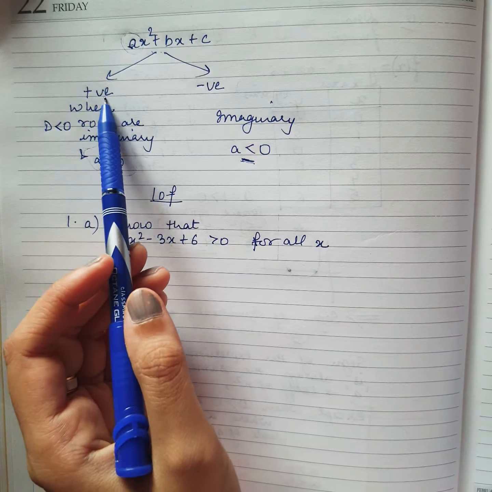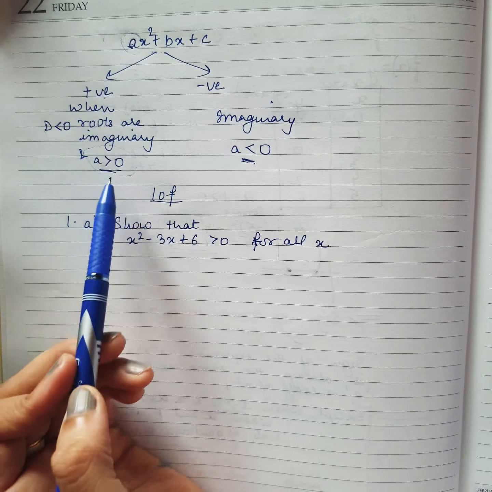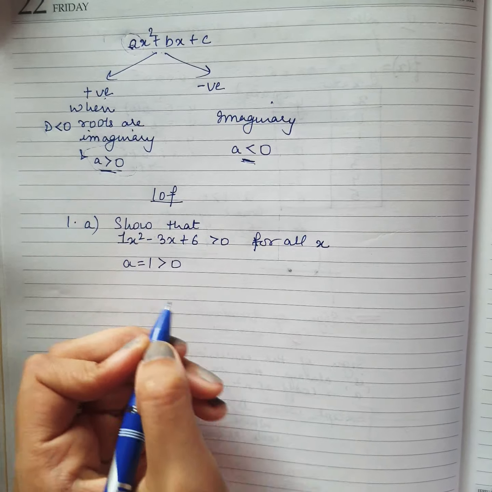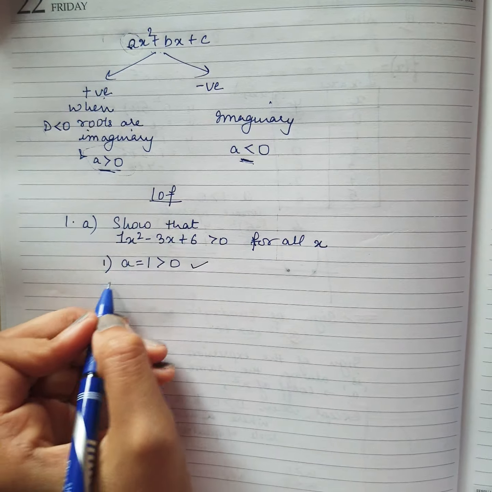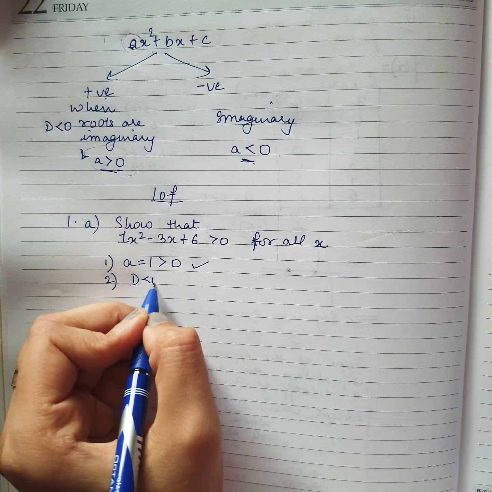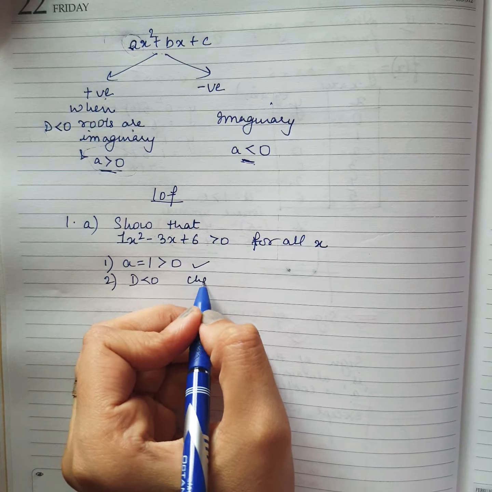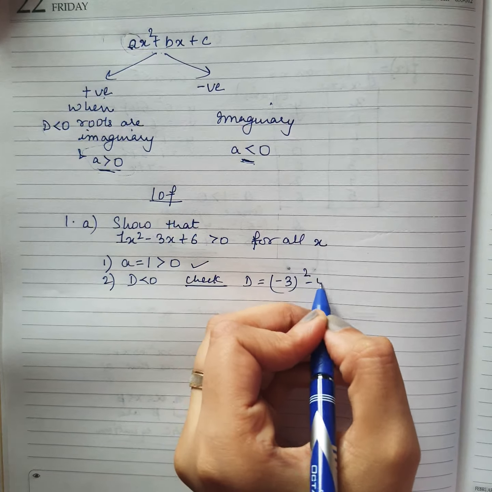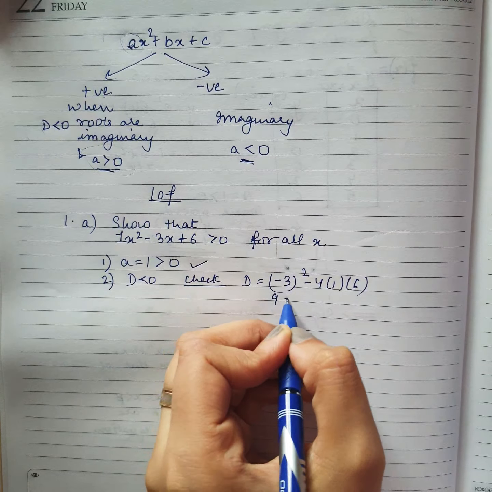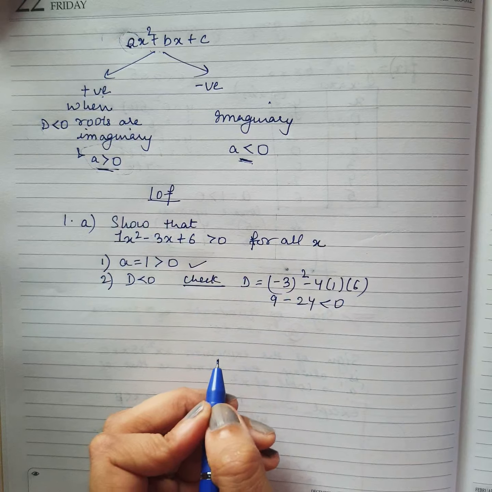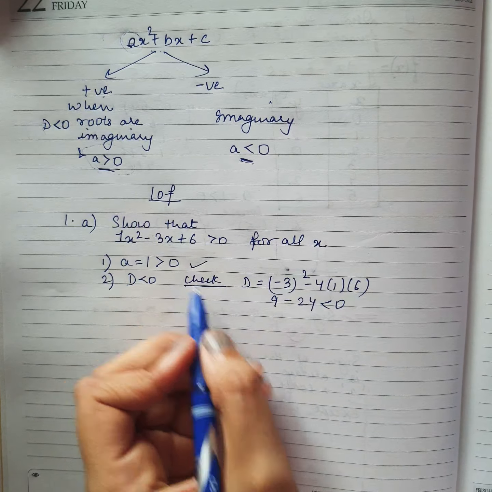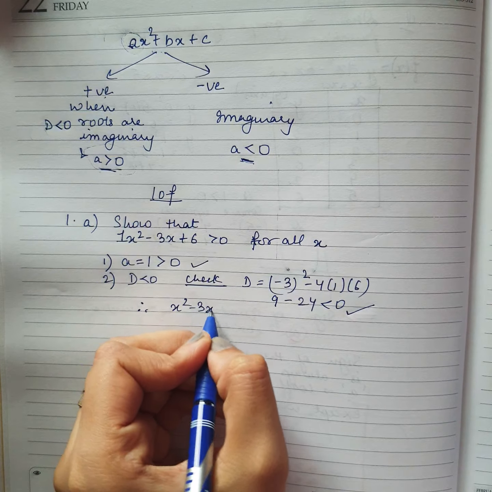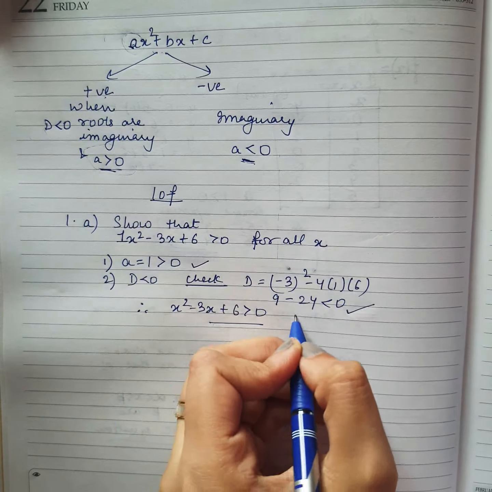The given expression is going to be positive when the roots are imaginary and a is greater than 0. So first of all, a here is 1, which is greater than 0. So first condition fulfilled. Second condition, D should be negative. Let's check. B square minus 4ac. So 9 minus 24 is going to be negative. Need not even solve, it is going to be negative. So since both the conditions are fulfilling, therefore we can say the given quadratic function is greater than 0 for all x.